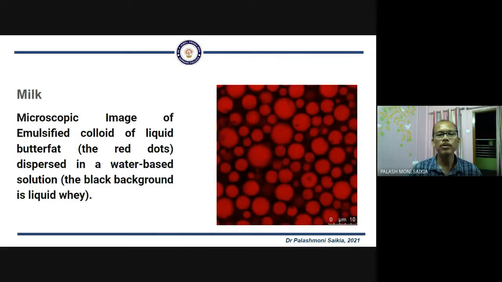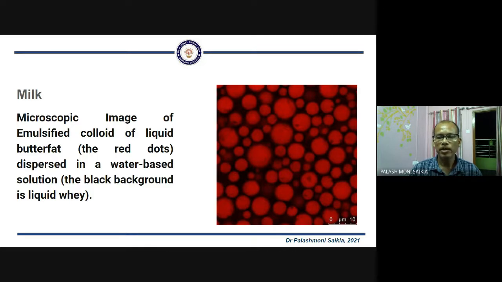So before moving to the main topic, let us just wonder about this beautiful picture. This is a picture of milk, colloidal milk. So you can see the red spots. These are nothing but the milk particles, that is the fat oil particles. It is an oil in water emulsion. And we have the black background, that is the liquid part.